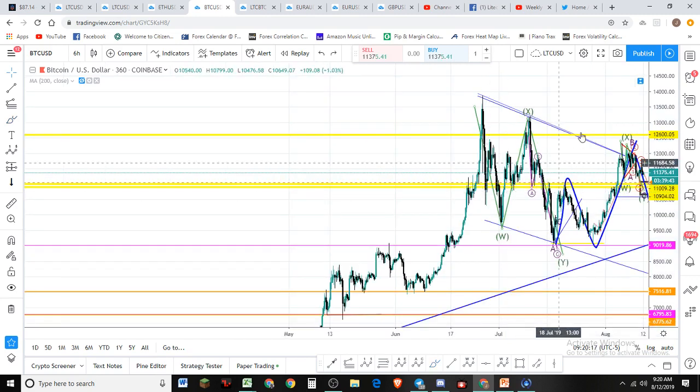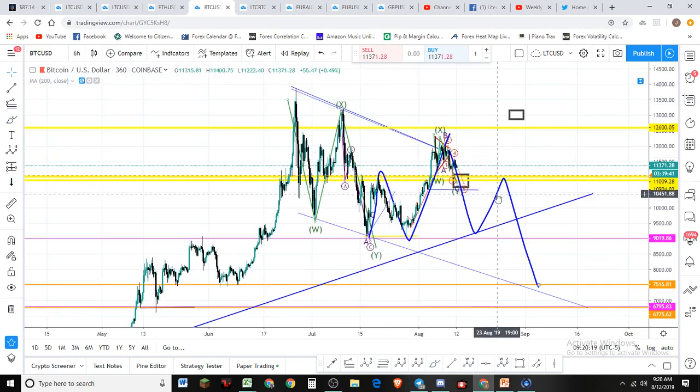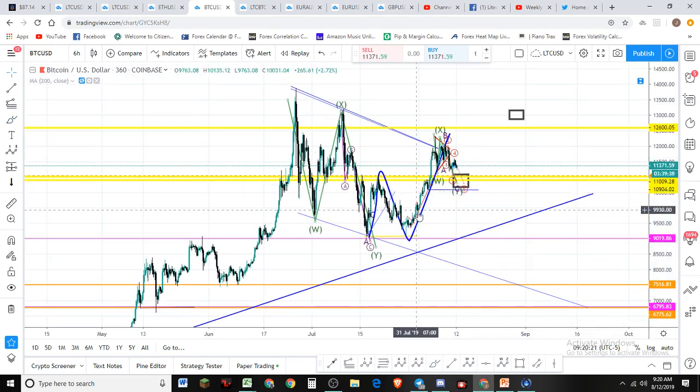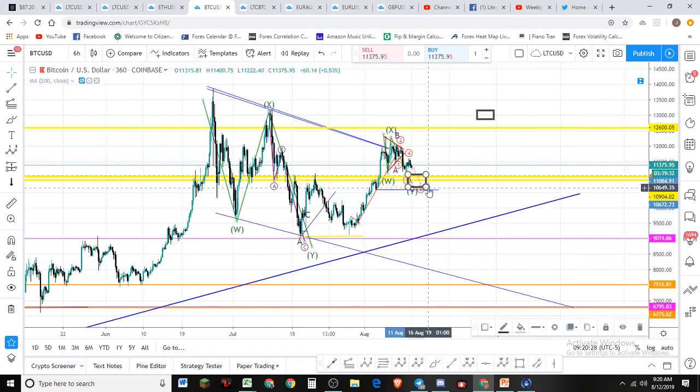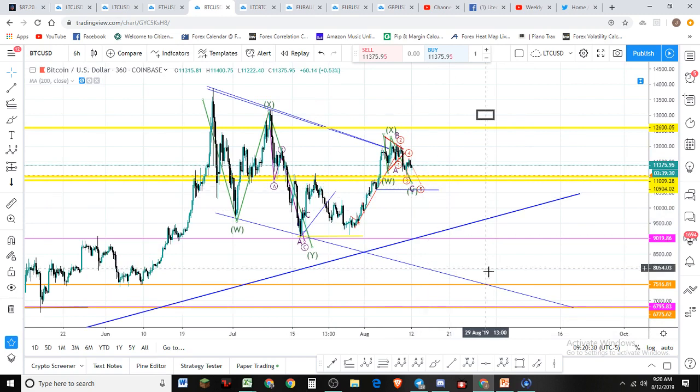So we will know soon enough. If we don't get our bounce off of 10,800, 10,700, and it keeps going down, we got something else in the works. Okay, so be watching out for that.